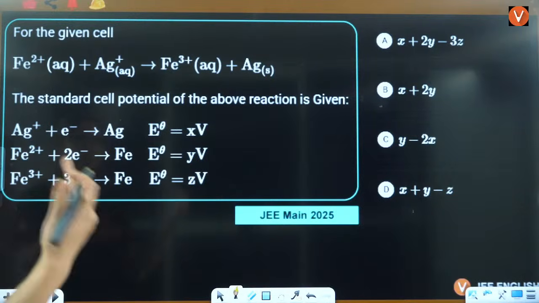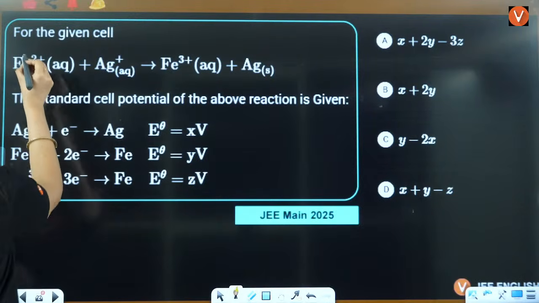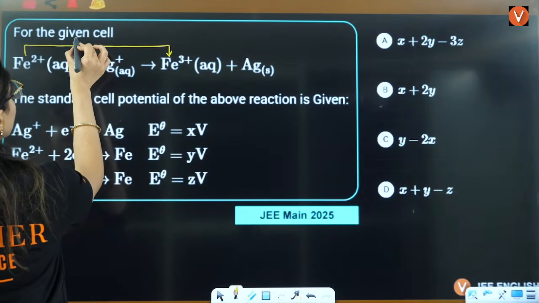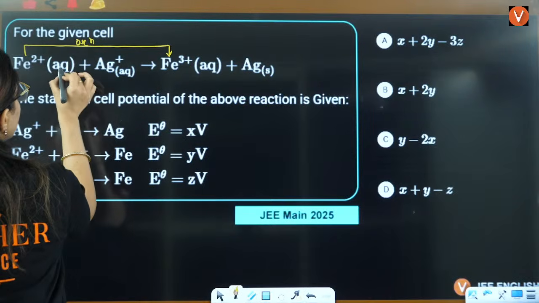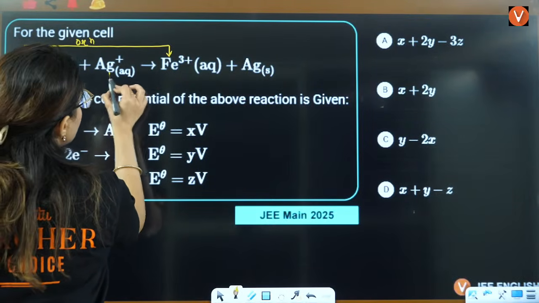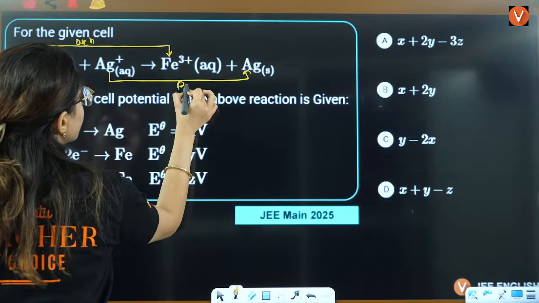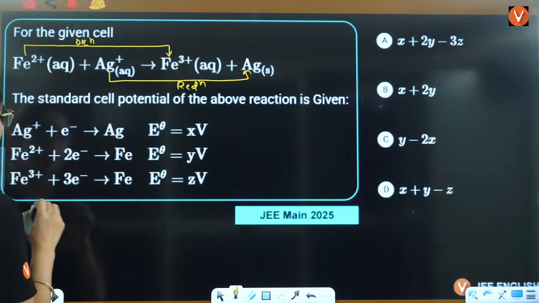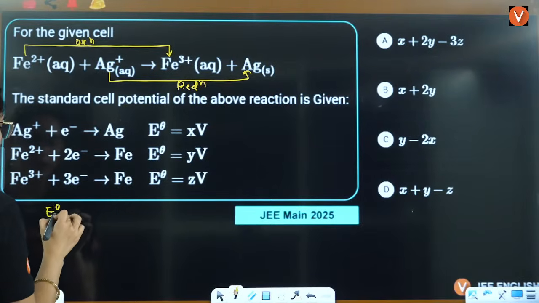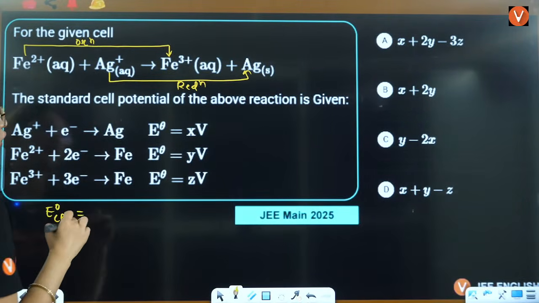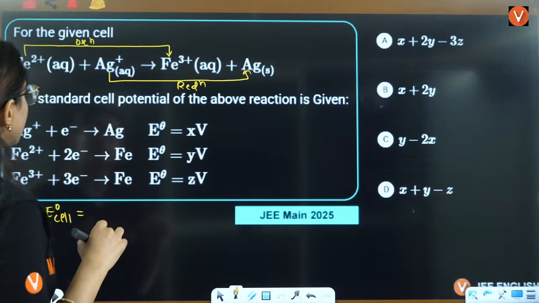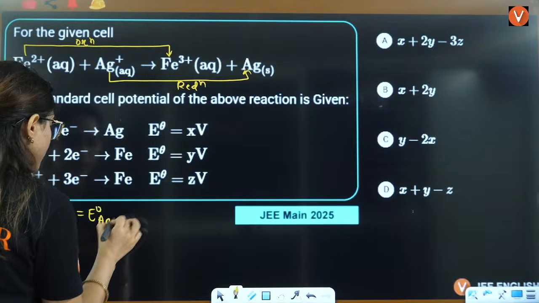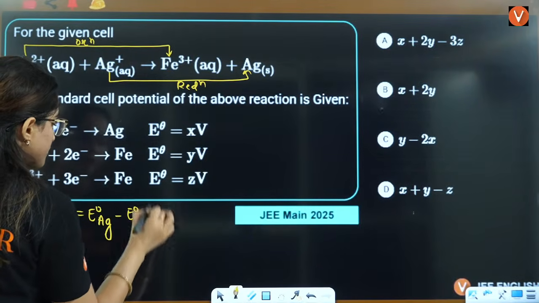In this case, it's different. Here, if you see +2 to +3, that is the oxidation number increasing, that is oxidation. Here +1 to 0, that is reduction. Now if you see this, E naught cell is equal to E naught reduction, that is E naught Ag reduction, minus E naught Fe reduction.